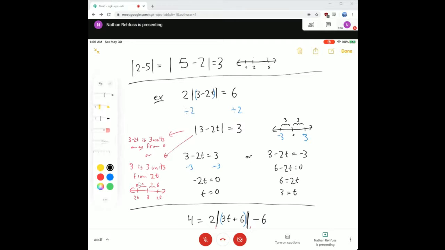So 2t could either be 0 or it could be 6. And that means t must be either 0 divided by 2, which is 0, or 6 divided by 2, which is 3. So we get the same answers no matter which way we interpret it. And either one of those is good.